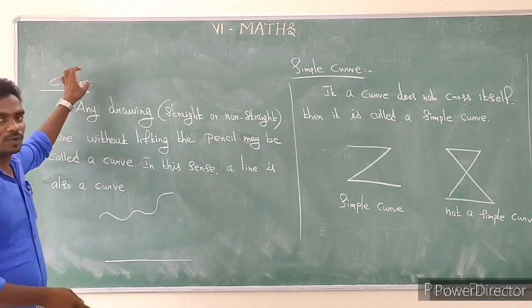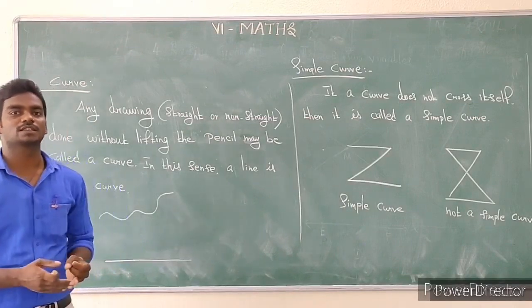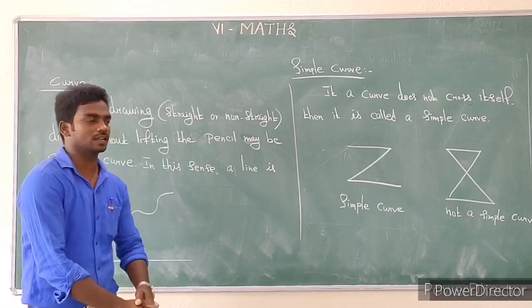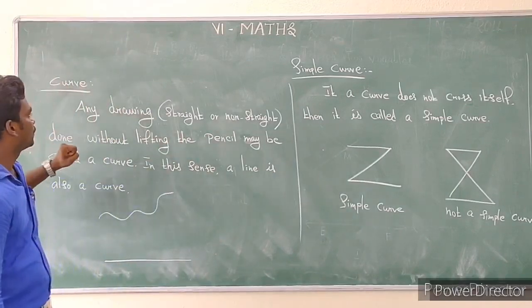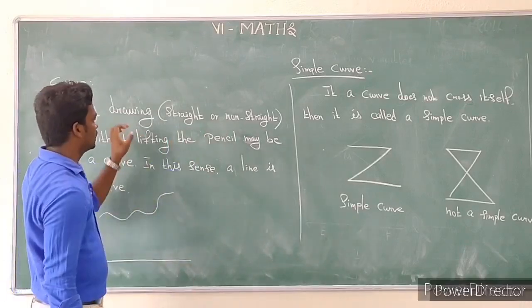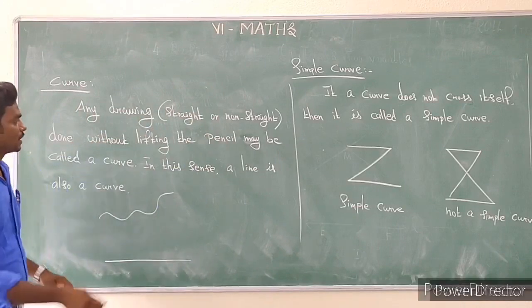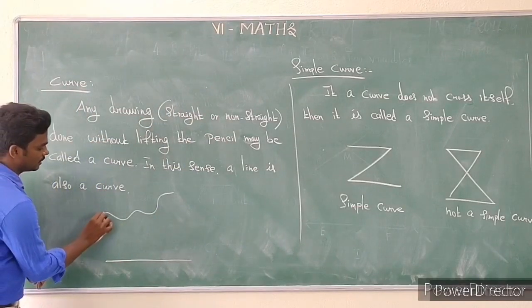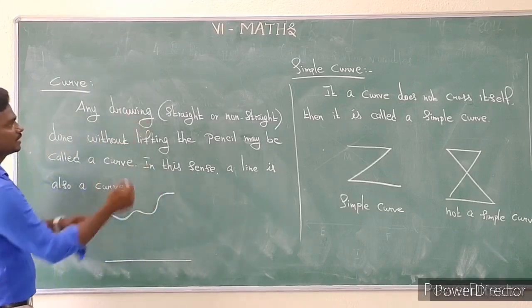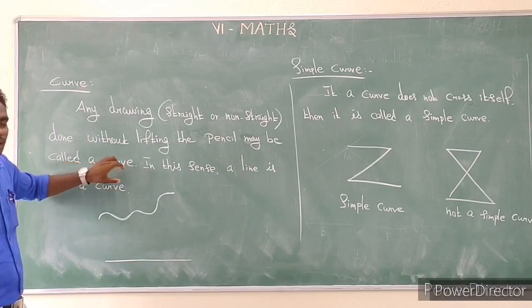So next concept, what is a curve? Previously we discussed what is a point, line segment, line, ray, intersecting lines, and parallel lines. Next we will see what a curve is. Any drawing, straight or not straight, done without lifting the pencil may be called a curve. We can draw these pictures without lifting the pencil.